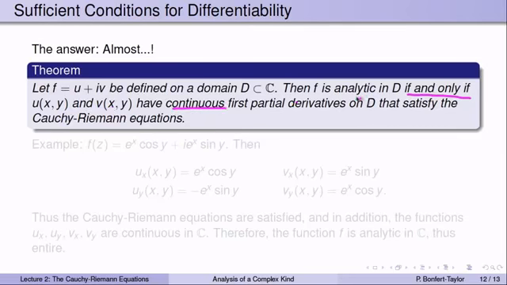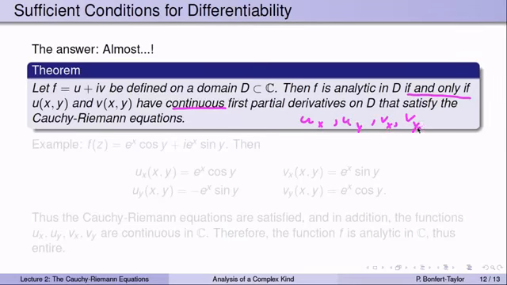So this theorem says two things. It says if f is analytic, then u and v satisfy the Cauchy Riemann equations and have continuous first partial derivatives. It's kind of what we already knew. But it also says if u and v have continuous first partial derivatives, then f is analytic if these derivatives satisfy the Cauchy Riemann equations. Continuous is the important part here. It's not enough for you to be able to define ux, uy, vx, vy. These are the first partial derivatives. They need to be continuous. If they're continuous and satisfy the Cauchy Riemann equations, then f is analytic.